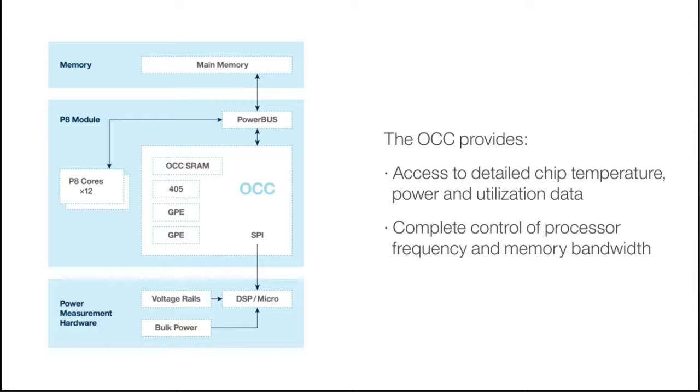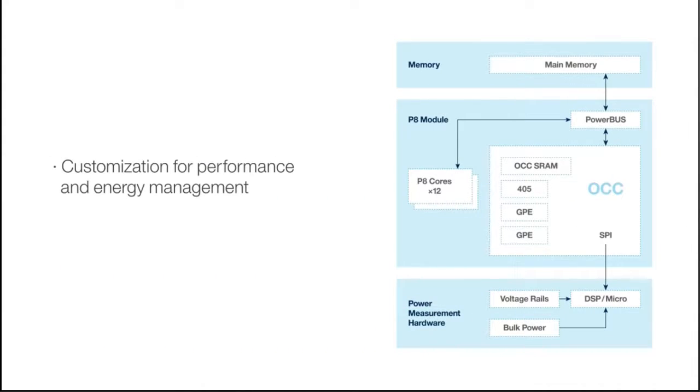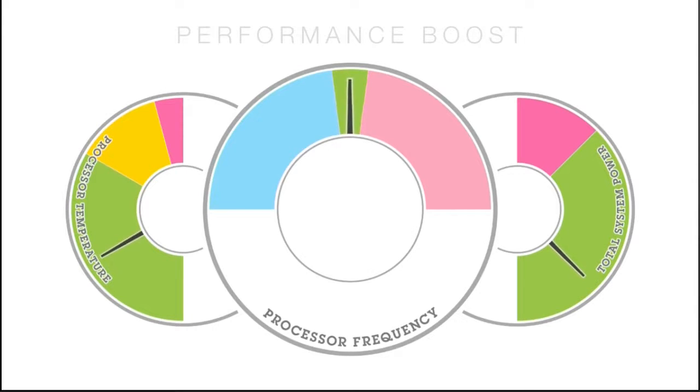Processor frequency and memory bandwidth. This enables customization for performance and energy management, as well as system reliability and availability. One of those customizations is the ability to monitor and control the processor frequency. Here we show the system starting out with the processor running at the nominal frequency and all power and temperature measurements within acceptable system parameters. The processor frequency is then increased above nominal, which causes the system power usage to increase and the processor temperature to rise. Here we have it set so that as the processor temperature approaches the maximum limit, the OCC reduces the system frequency slightly to ensure that the system stays thermally safe.